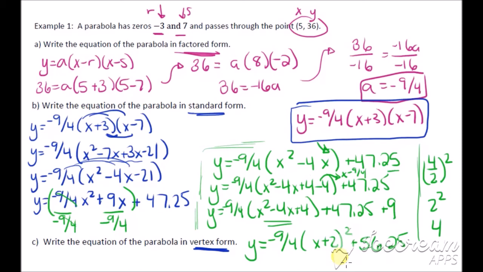Okay, and that's how you go from factored to standard. So you can never go from factored to vertex, and you can never go directly. You have to have standard form as that middle ground.